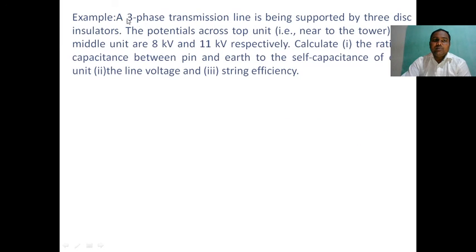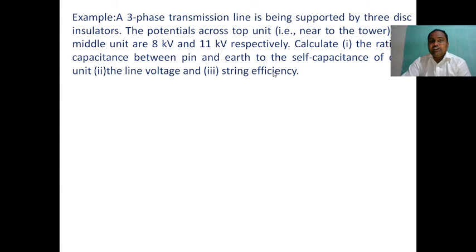Another example: a three-phase transmission line is being supported by three disc insulators. The potentials across the top unit nearer to the tower and the middle unit are 8 kV and 11 kV respectively. Calculate the ratio of the capacitance between pin and earth to the self capacitance of each unit, meaning the value of K, and the line voltage.